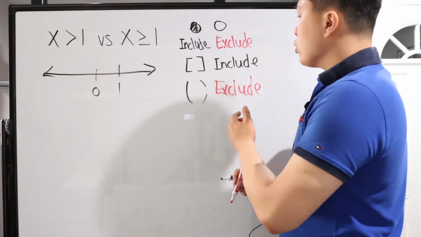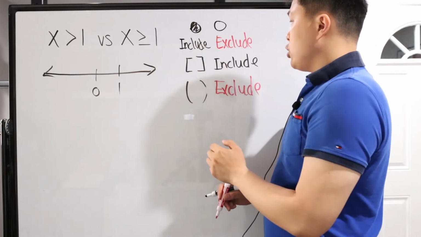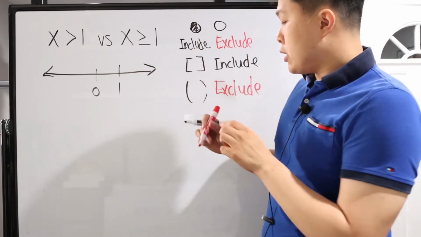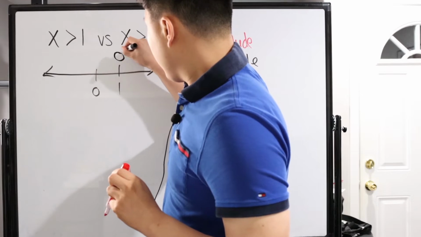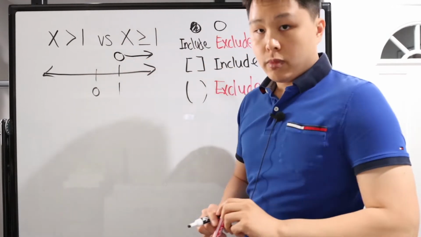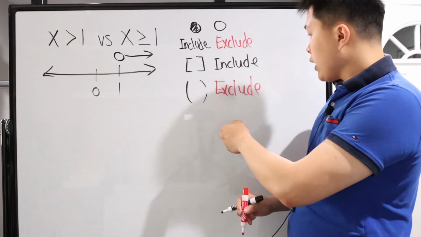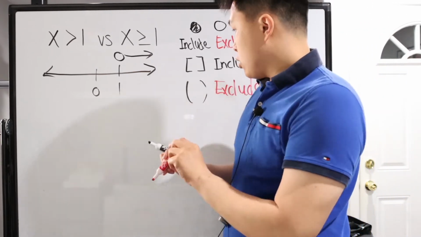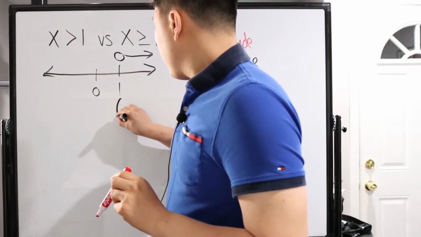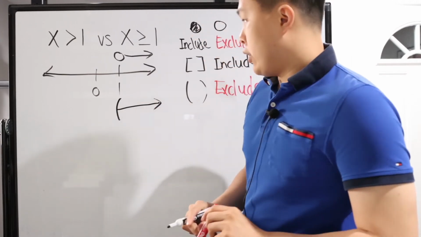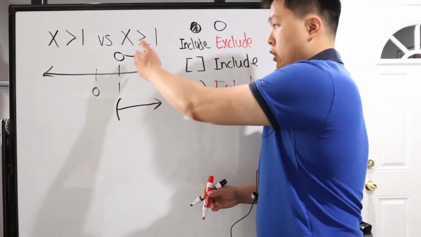So if I were to use the dot notation, we would use exclude because we're not caring about the 1. So we're going to be using an empty dot, which is going to be right here, and then an arrow right here. Now, if I were to use the exclude in terms of the parentheses and bracket, it would be the parentheses. It would still be on top, and I just want you to see the difference, and the arrow right here. And that's basically the difference between these two.